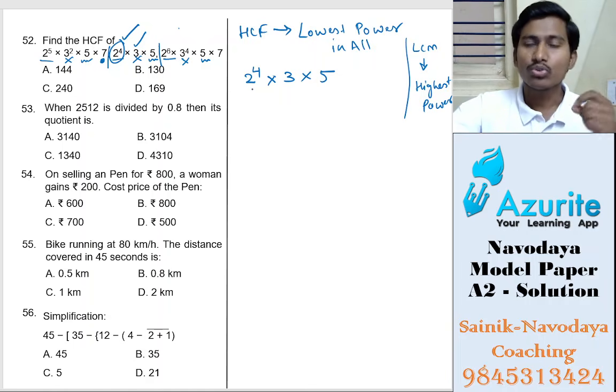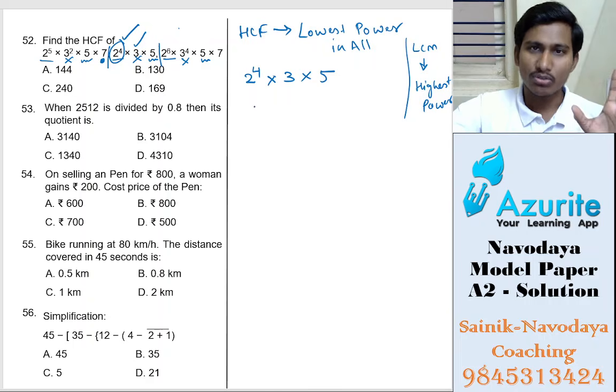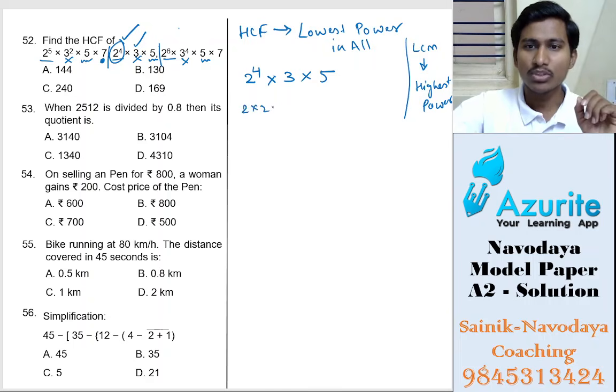That's it. So 2 power 4 means 2 is multiplied 4 times: 1 time, 2 times, 3 times, 4 times, into 3 into 5. Now 2 twos are 4, 4 twos are 8, 8 twos are 16. 16 threes are 48. 48 fives are how much? We have to multiply. What will be the answer?